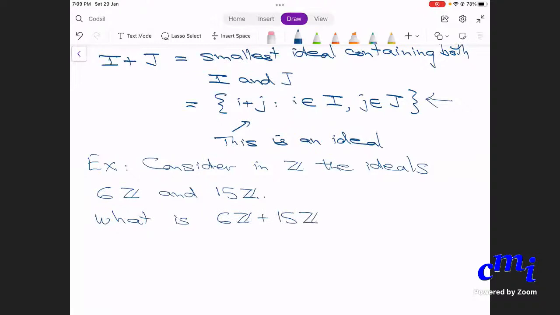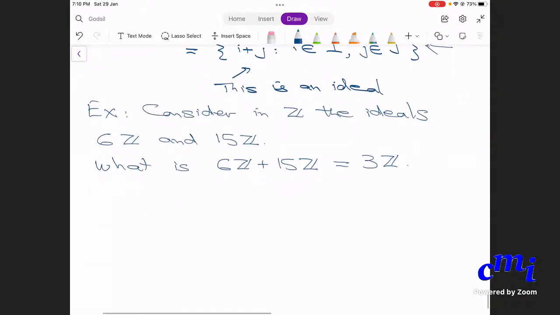The sum of these two ideals means the smallest ideal which should contain 6 and also 15. If it contains 6 and 15, of course it will contain 12. And since it contains 12 and 15, it will contain 3. So any ideal which contains 6 and 15 will contain 3. One can show that 6Z plus 15Z is actually equal to 3Z. Certainly 3Z is contained in the sum. I claim that it's exactly equal to the sum.